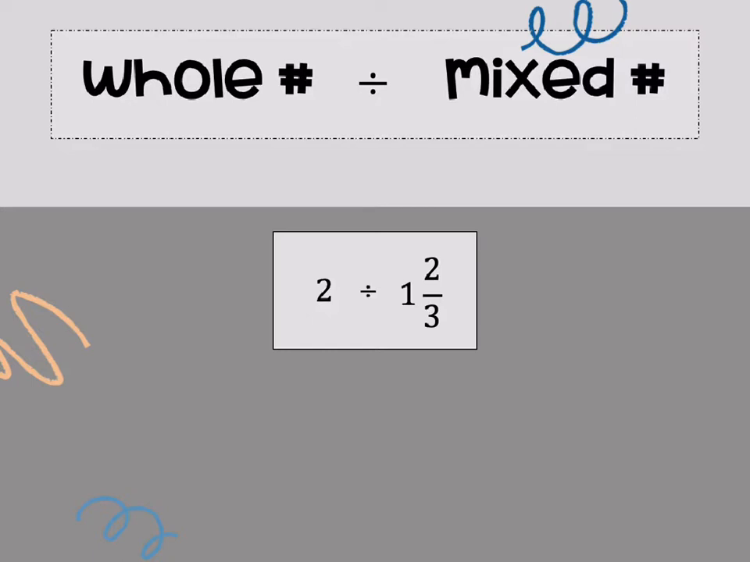Remember, when you are dividing, you need to make sure that you are working with two fractions. So if you have a mixed number, you want to change it to an improper fraction. And if you have a whole number, you want to change that to a fraction. And we spoke about how to change from a whole number to a fraction in previous lessons. We're also going to look at how we do that in this lesson.